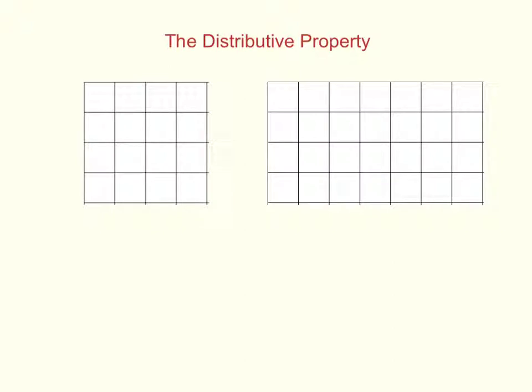One solution that we could do is to find the dimensions of both of the polygons, the square and the rectangle, multiply base times height or length times width, and then add them together.